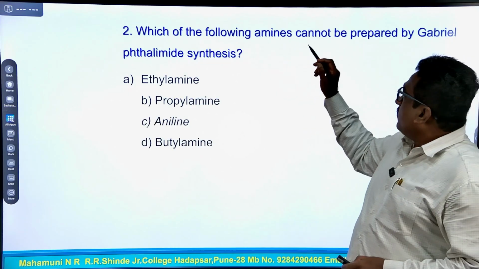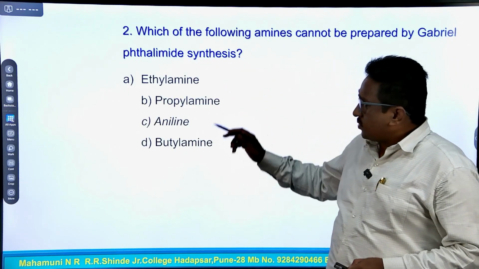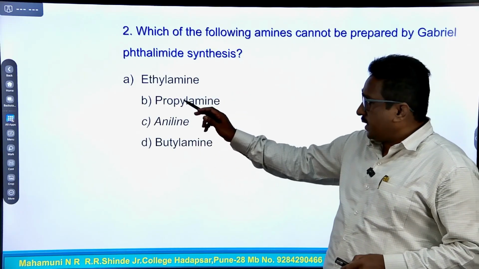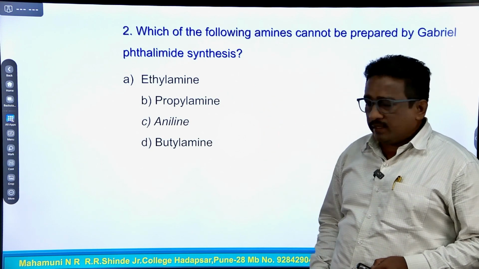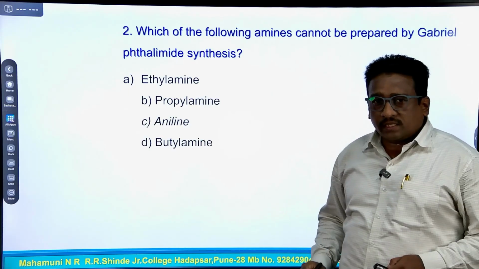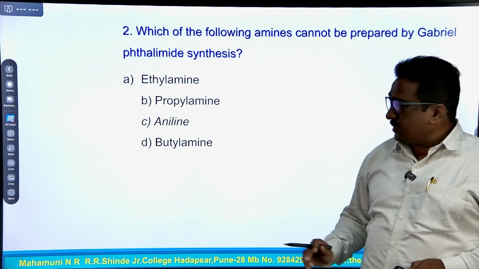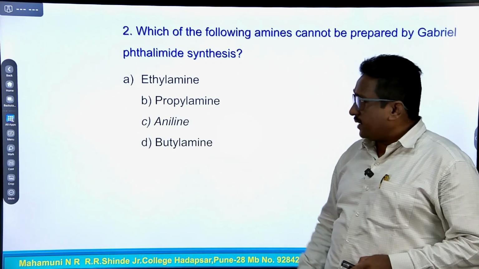Which of the following amines cannot be prepared by Gabriel phthalimide synthesis? So, these are the 4 options. Option A ethylamine, which is an example of aliphatic amine. Option B n-propylamine or propylamine, this is also an aliphatic amine. Option C aniline, and option D butylamine.